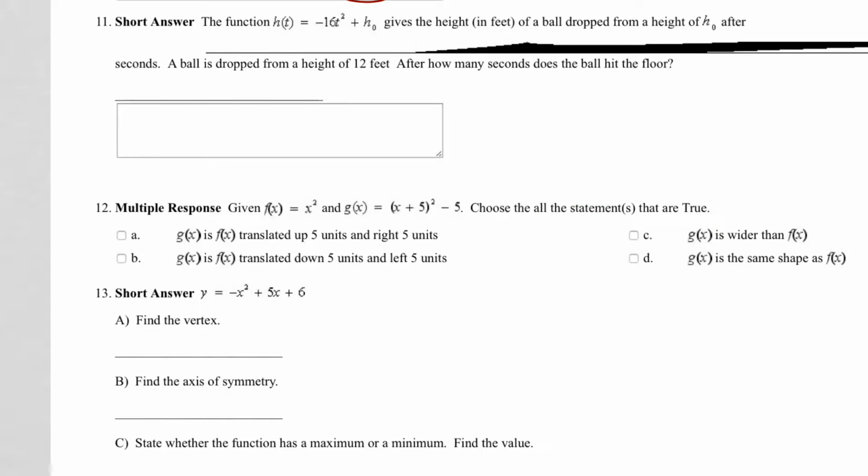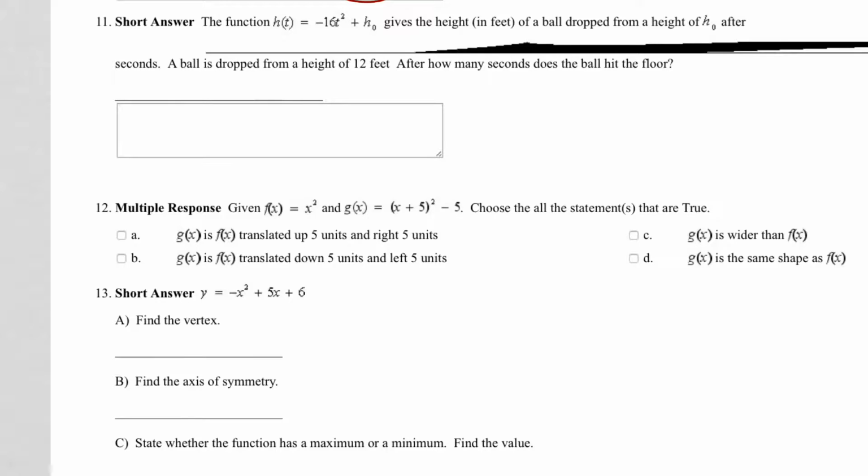All right, now let's look at number 11. Short answer, it says the function h of t equals negative 16t squared plus h naught gives the height in feet of a ball dropped from a height of h naught after t seconds. It's missing a t right there. A ball is dropped from a height of 12 feet. After how many seconds does the ball hit the floor?